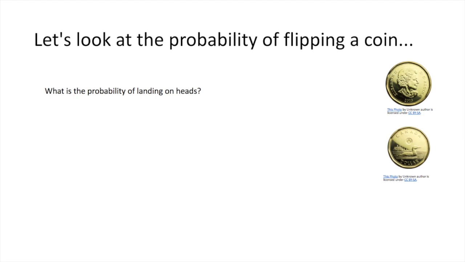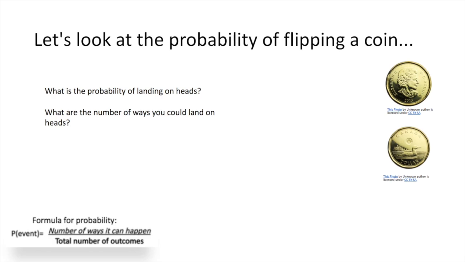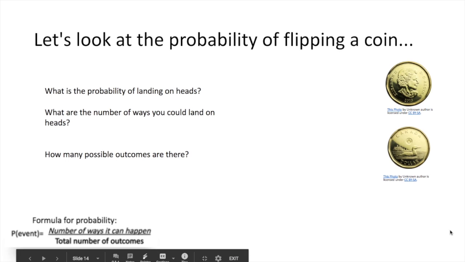Now you try. Let's look at the probability of flipping a coin. So we'll pick heads or tails. Let's look at landing on heads. What is the probability of landing on heads? So we need to explore what are the numbers of ways you can land on heads. Remember, this is part of our formula for probability, the number of ways it can happen. And we also need to think about how many possible outcomes there are, so the total number of outcomes. So I'll give you a moment to think about those two important pieces of information for our formula for finding the probability of landing on heads.